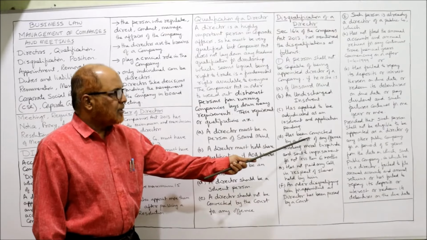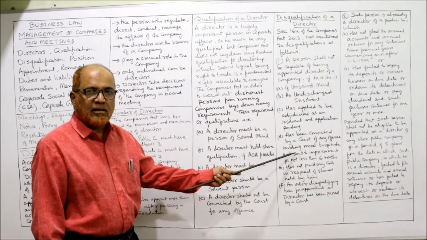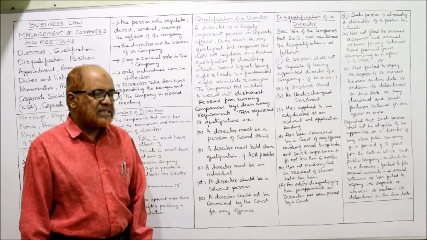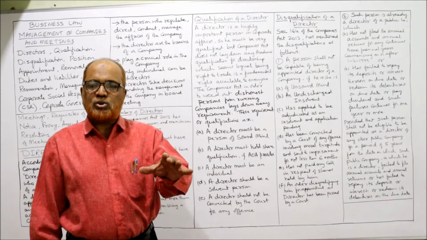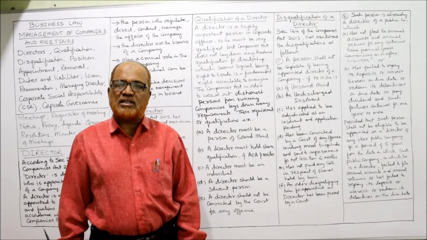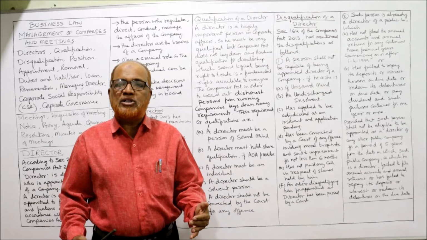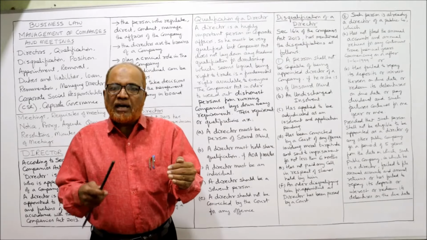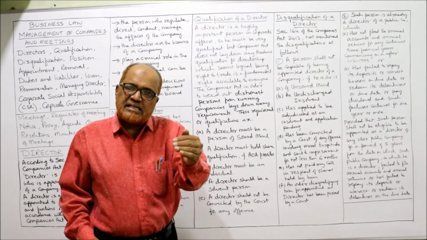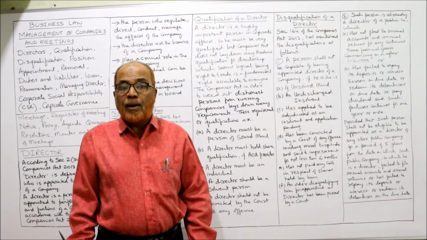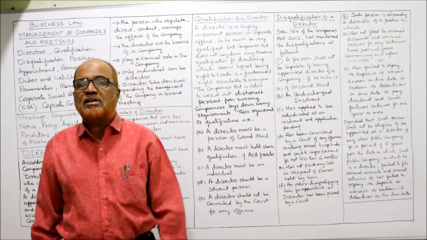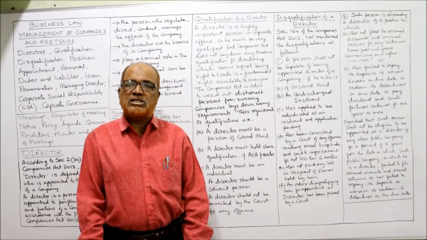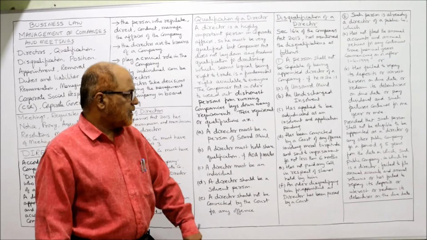Has been convicted by a court of any offence involving moral turpitude and sent to imprisonment for not less than 6 months. Suppose a person is convicted for an offence of moral turpitude and he is sent to imprisonment for not less than 6 months. If he is sent to imprisonment for less than 6 months, he may be eligible. But if the court has sent the person for imprisonment for more than 6 months, the person is not eligible to become a director. Disqualified.